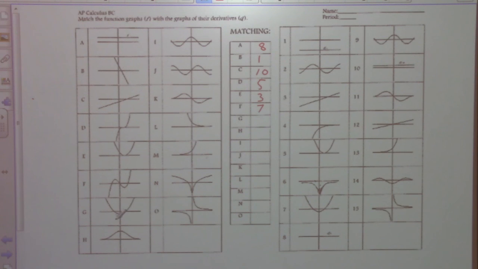And this one here, G, is going to be which one? Okay, we're negative right here in the middle. Yeah, G. So decreasing, negative, negative, negative, up until 0, then positive after 0. Where's that going to be? 12.